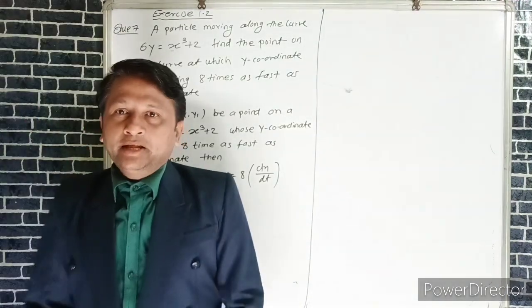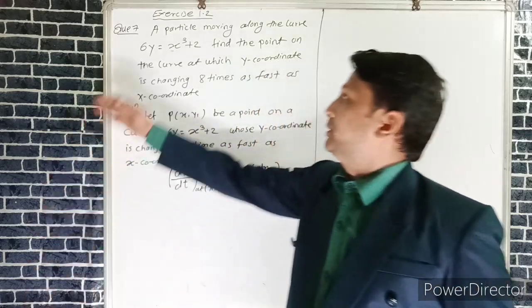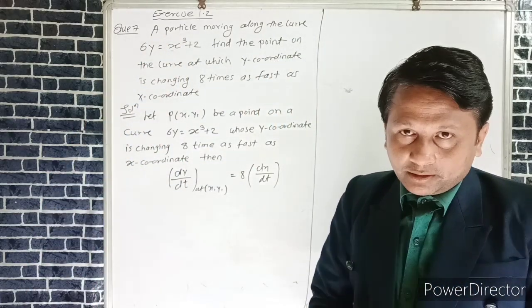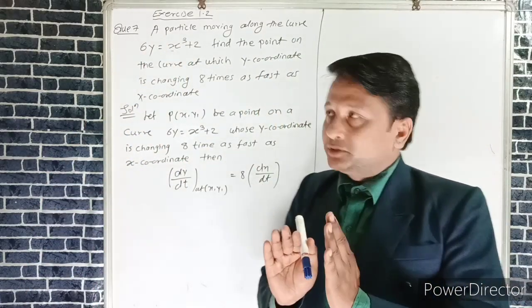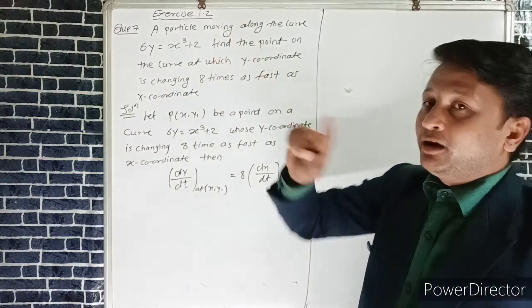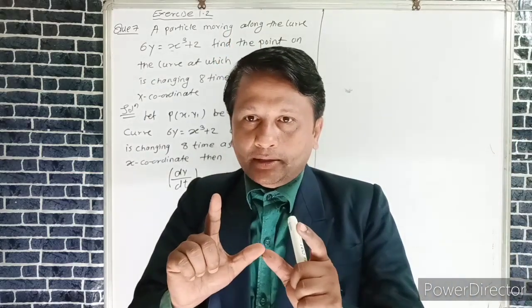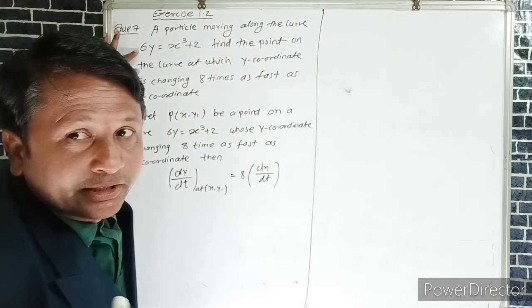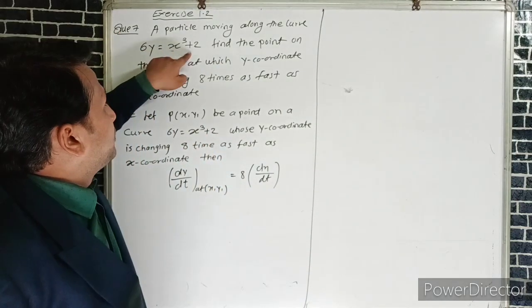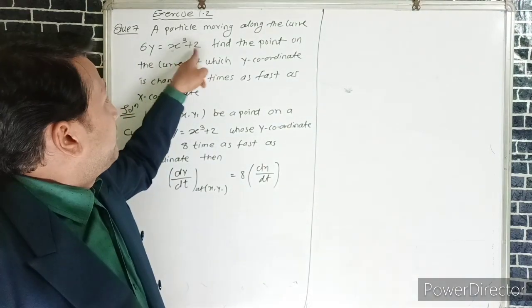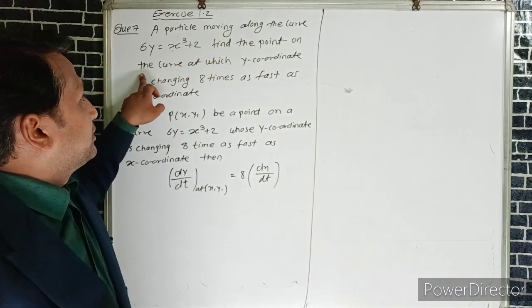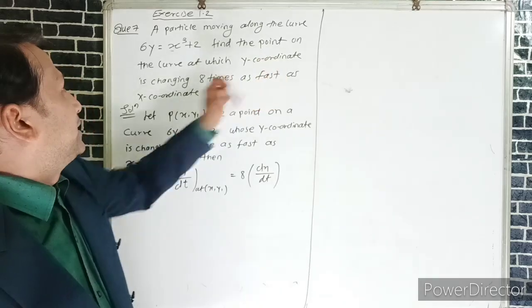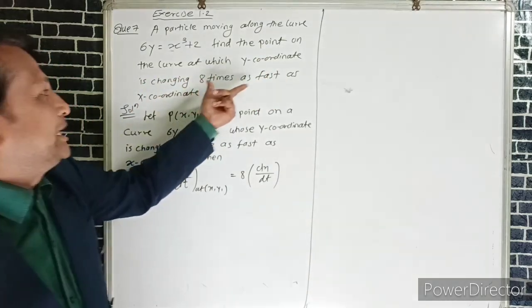So here the next example, which is question number 7. Here the question number 7, which is a particle moving along the curve. The given curve is 6y equals x cube plus 2. Find a point on the curve at which the y coordinate is changing 8 times as fast as the x coordinate.